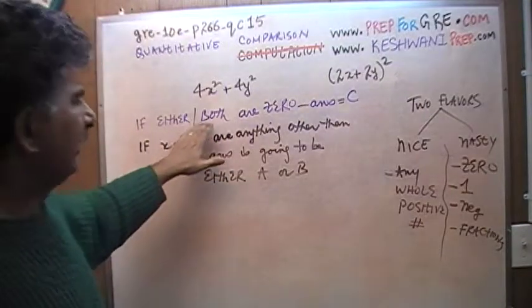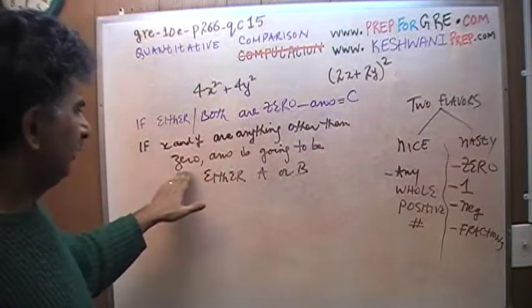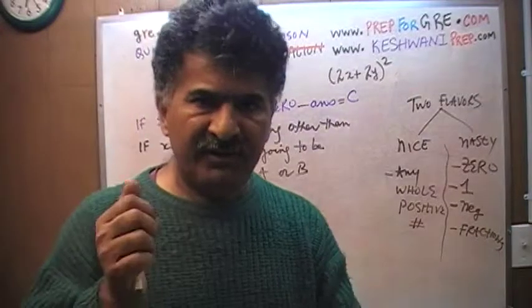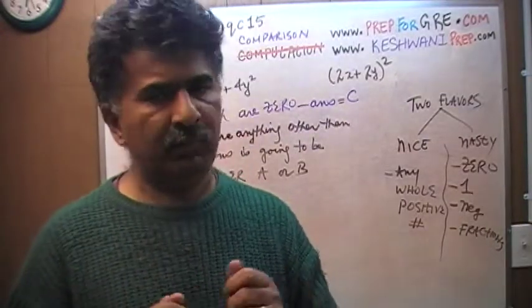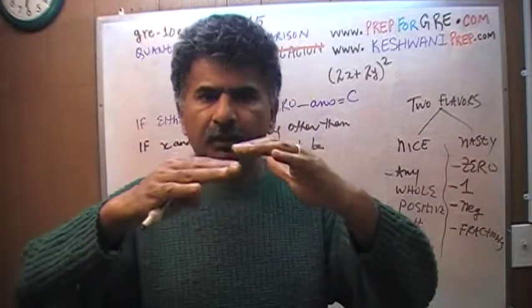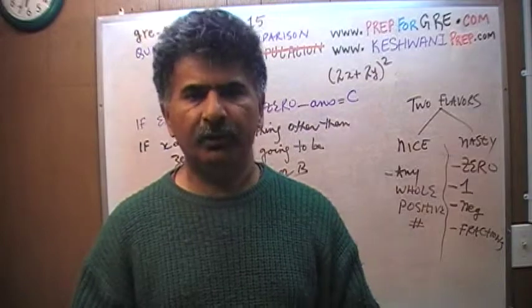If x and y are 0, this is going to be 0, that's going to be 0. If x and y are anything other than 0, then the answer is going to be either A or B, as long as you put in a positive number for one and a negative for the other. Don't put in positive for both of them. You want to consider all possibilities, contemplate all scenarios. That's the whole point here.